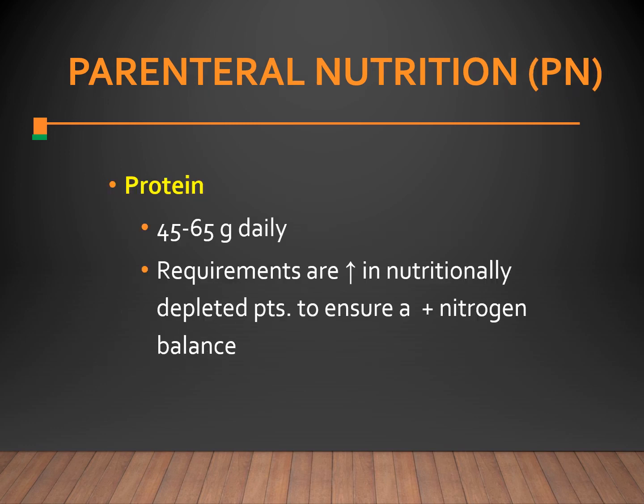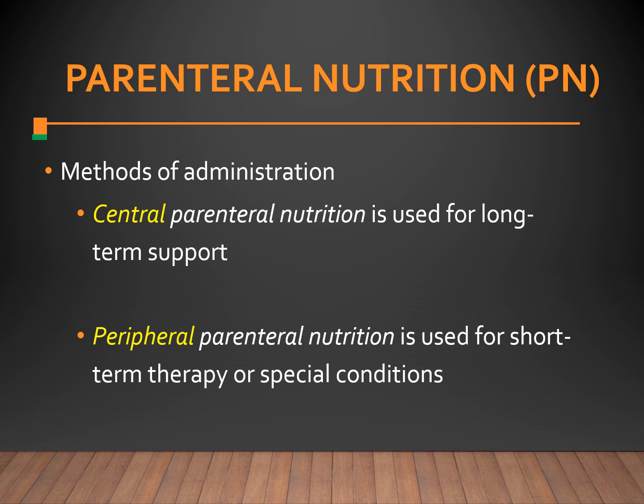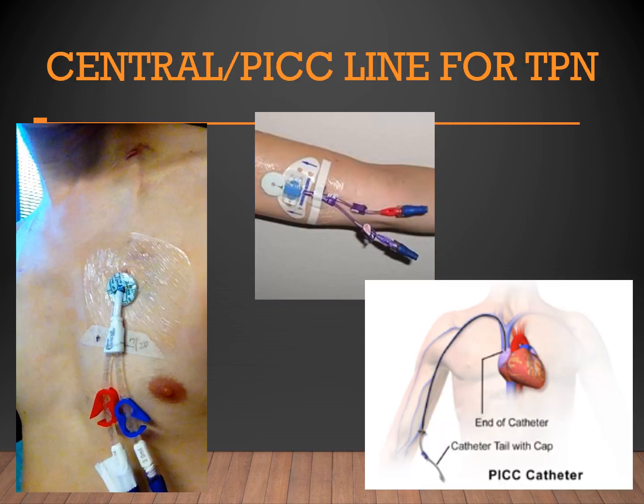Protein, usually 45 to 65 grams daily. Requirements are increased in nutritionally depleted patients to ensure a positive nitrogen balance. Electrolytes, usually individual requirements are assessed, and trace elements and vitamins, usually zinc, copper, chromium, magnesium, selenium, and other multivitamins are added into that solution. Methods of administration, there are 2 types. Central parenteral nutrition is used for long-term support. Peripheral parenteral nutrition is used for short-term therapy or special conditions.